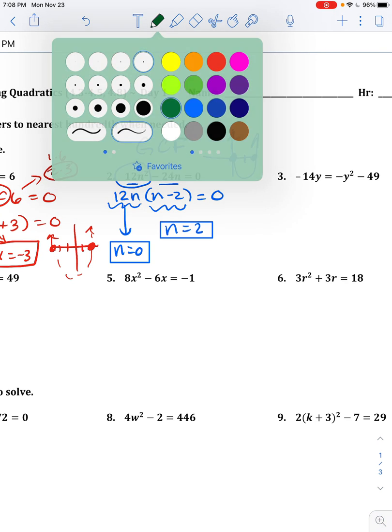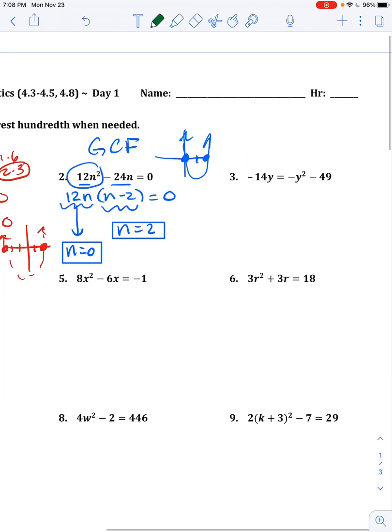In number 3, I need everything on one side, and I don't love that negative in front of the y squared. So what I'm going to do is move the y squared over and the 49 over by addition so that my problem reads y squared minus 14y plus 49, and then that's going to be equal to 0.